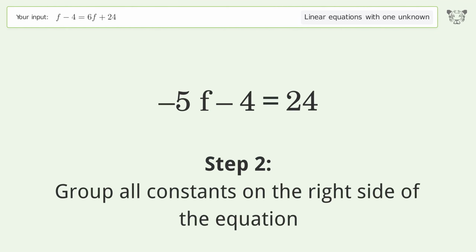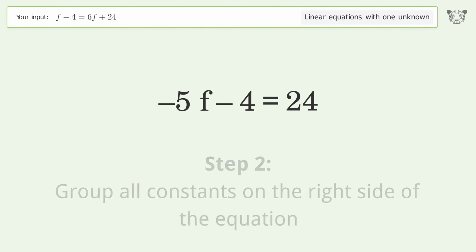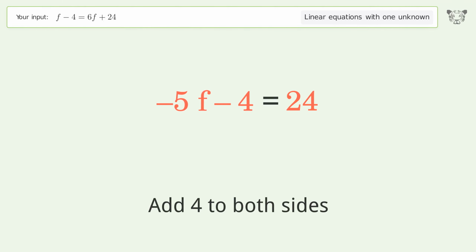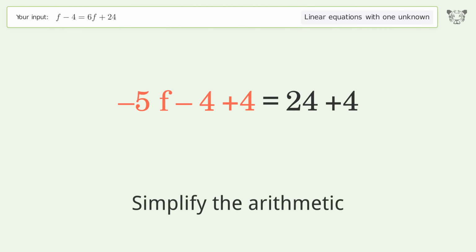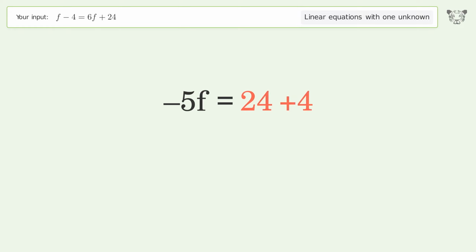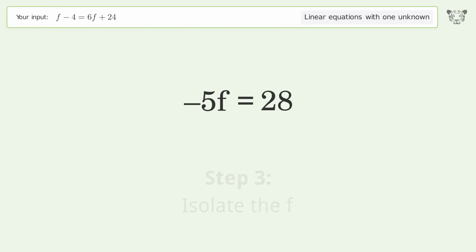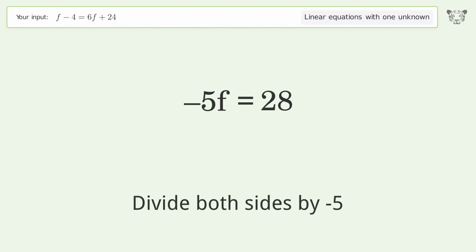Group all constants on the right side of the equation. Add 4 to both sides. Simplify the arithmetic. Isolate the f. Divide both sides by -5.